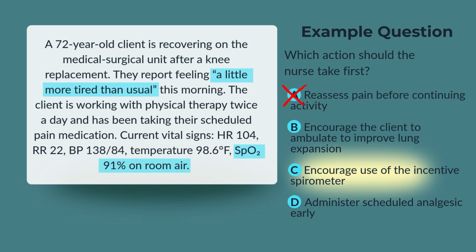Option A delays care and doesn't address the oxygenation issue. Option B increases the client's work of breathing, which could make the problem worse. Option D focuses on pain, which isn't the immediate concern here. This is why decoding the stem matters. Once you understand the cue, its meaning, and the most urgent risk, the correct answer becomes so much clearer.